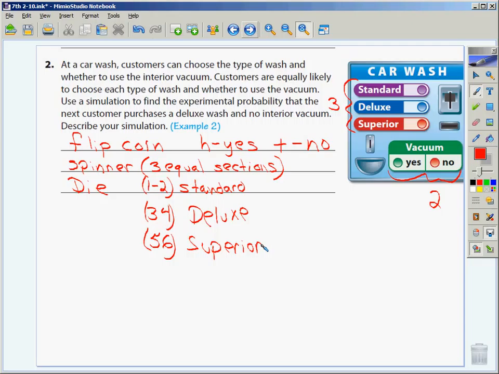There are infinitely many possibilities. This is just a possible situation. By the way, how many possible outcomes are here? Does anybody know? There are 6. How did you find it? 3 times 2. There's 6 choices. I could get standard vacuum, standard no. Deluxe vacuum, deluxe no. Superior vacuum, superior no. 6 possible outcomes. Everybody understand what we're doing?